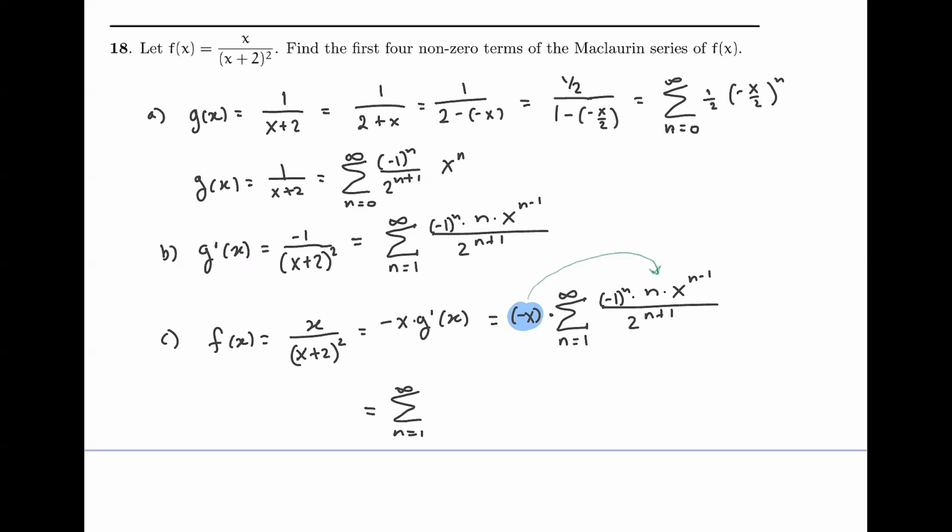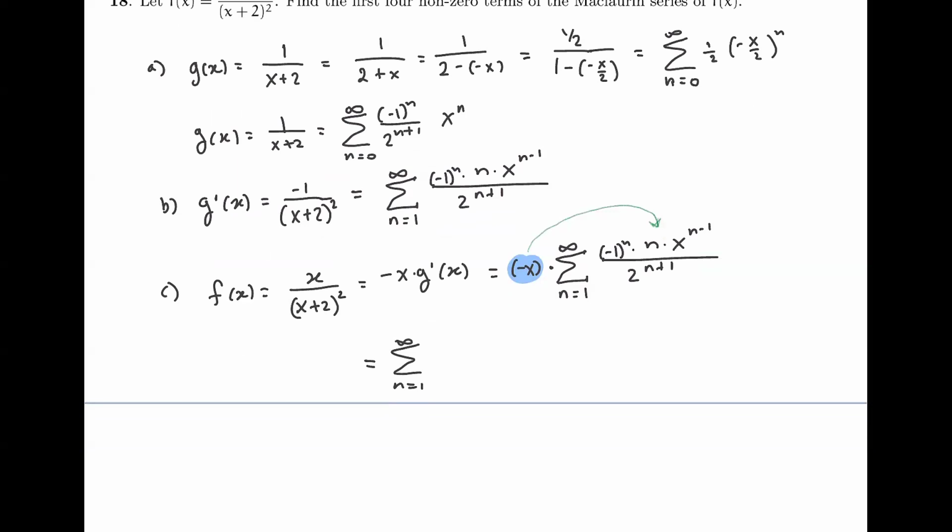So I find it convenient not to do it. And so here we have the sum from n=1 to infinity. And we have -1 to the power of n+1, because -1 times -1 to the power of n is -1 to the power of n+1, and then times n times x to the power of n-1 times x, which is just x to the power of n. All of this divided by 2 to the power of n+1. So this is going to be our solution, our power series.